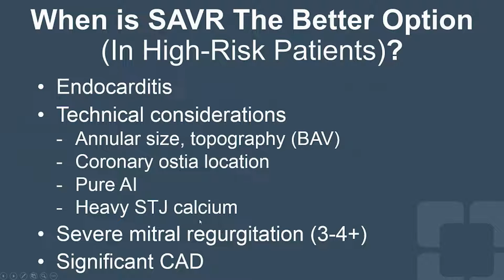And also, at the other extreme, when you have patients with too much calcification, particularly at the level of the sinotubular junction, surgery may be a better option for these patients. Finally, patients who have concomitant severe mitral regurgitation or coronary disease, although these may be addressed with PCI at the same time as TAVR, if they require multiple other interventions on the heart, may be best addressed with surgery.